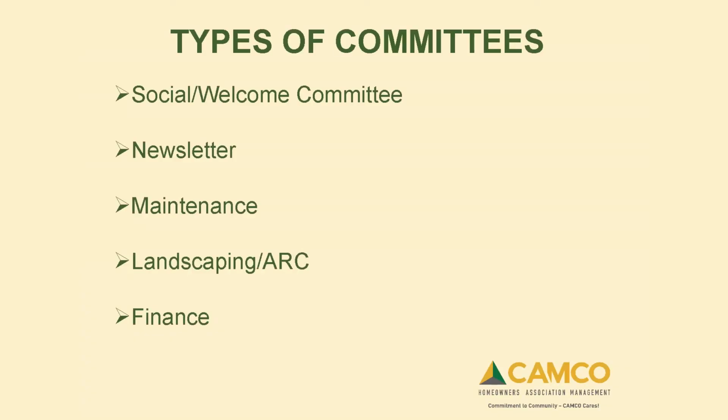Types of committees include social and welcome committees, newsletter committees, maintenance and common area committees, landscaping or ARC, finance, and compliance committees. A lot of associations that have frequent hearings like to adopt a compliance committee so that those hearings can be conducted by the committee and it frees the board up to focus on other items. If you're a small association and you don't have enough members to fill all of these committees, you could have just one general committee called the Board Support Committee. It is a very valuable tool and helps to efficiently run the operations of your association.